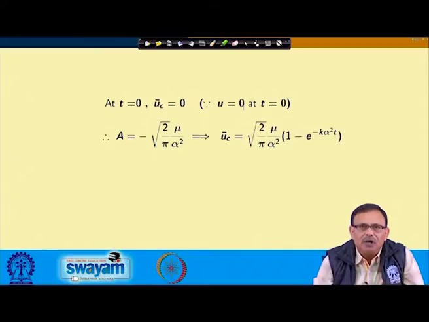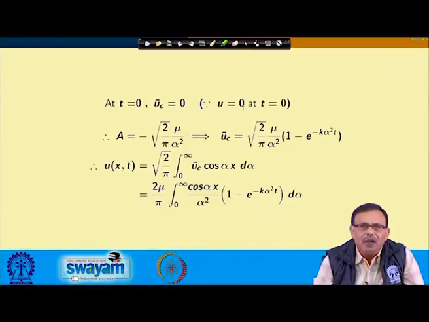Now, the third step is, once I have obtained u bar c in terms of alpha and t, using the inverse Fourier cosine transform I can find the value of u(x, t). Using the inversion formula, u(x, t) equals root over 2 by pi, 0 to infinity, u bar c into cos of alpha x d alpha, and I have to evaluate the integral. I am just keeping it like this. So the result becomes 2 mu by pi, 0 to infinity, cos of alpha x by alpha square into 1 minus e power minus k alpha square t, d alpha.